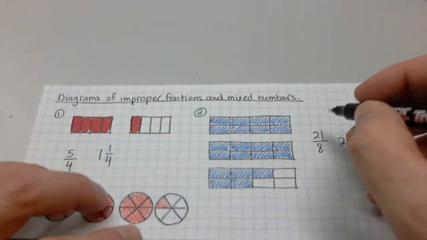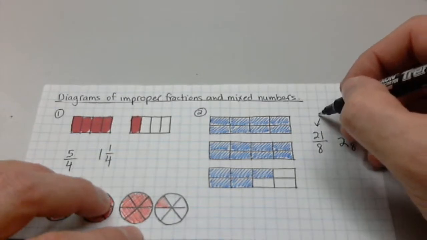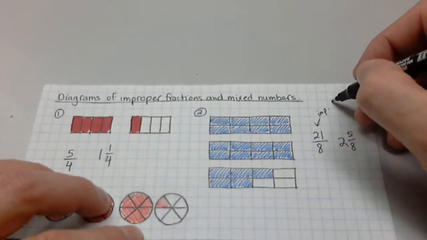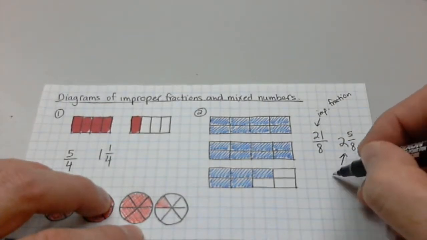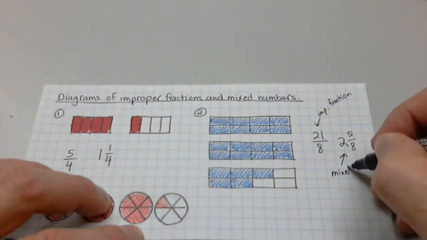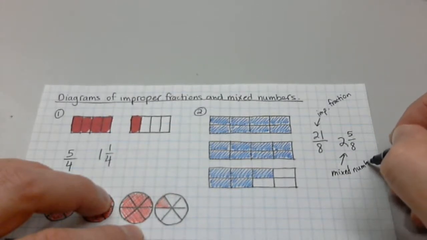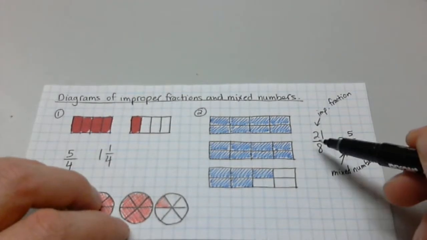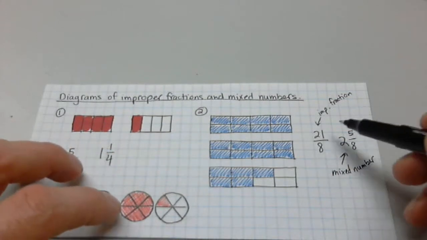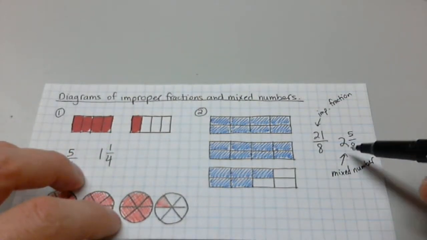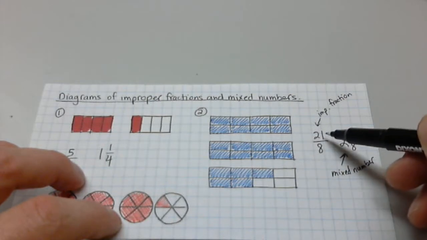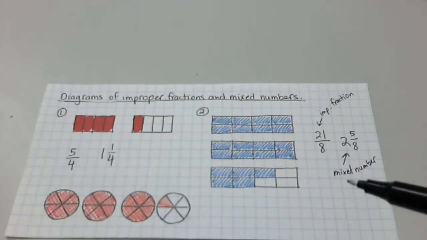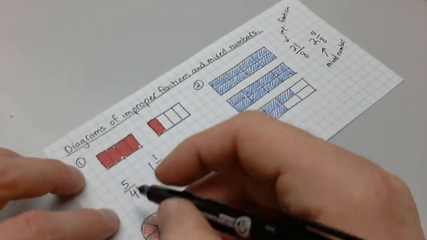Okay. So this one is an improper fraction. And this one is a mixed number. Because they fit the definition, right? The definition of a mixed number is a whole number and a fraction put together. And then the definition for an improper fraction is where the numerator, which in this case is 21, is bigger than the denominator.